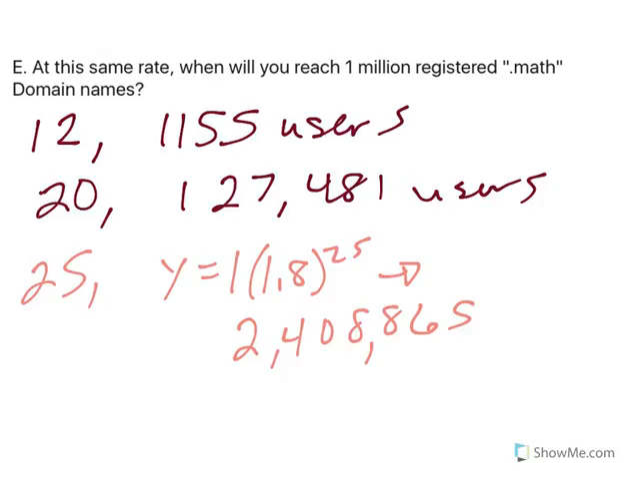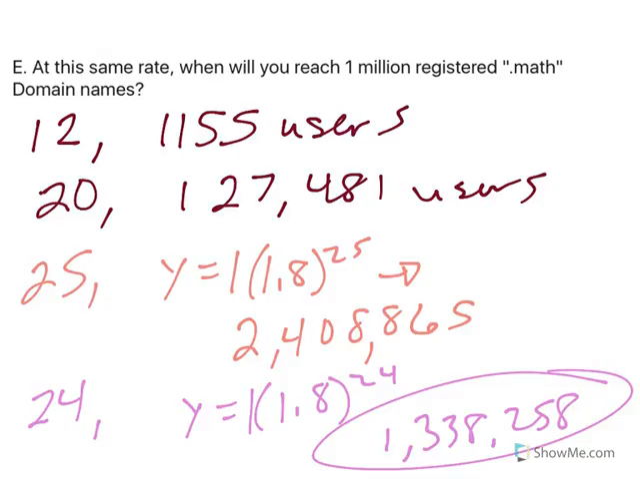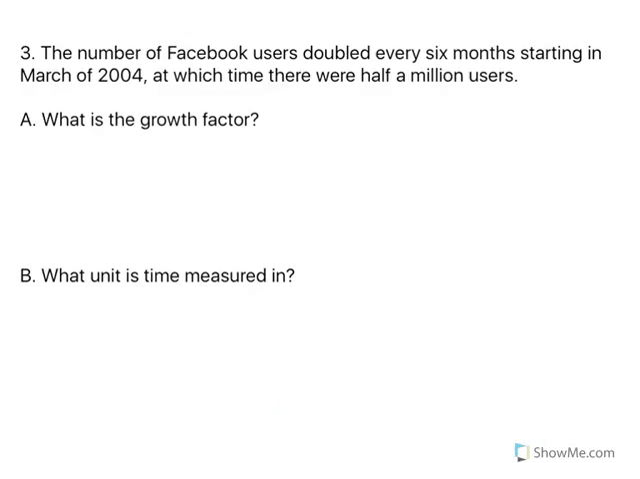So I'm going to go down to 24. And I forgot my 1 to the 24th power will give me 1,338,258. And so after 2 years, after 24 months, I will have at least 1 million registered users. If you go down to 23, you're in the 700,000. So you do need at least into the 24th month to get your 1 million users. All right, let's go to an easier problem because that one kind of stinks.